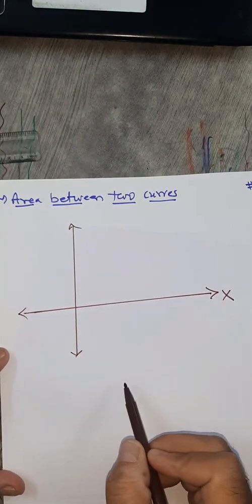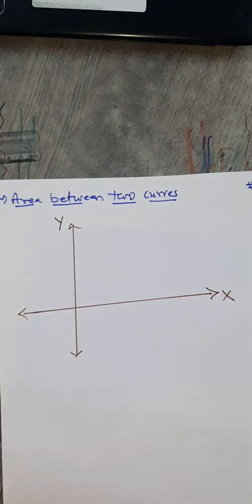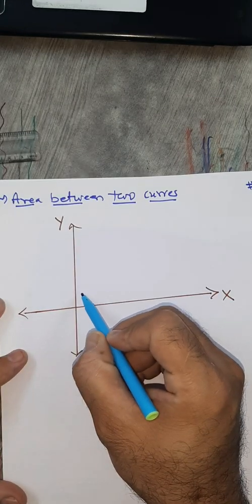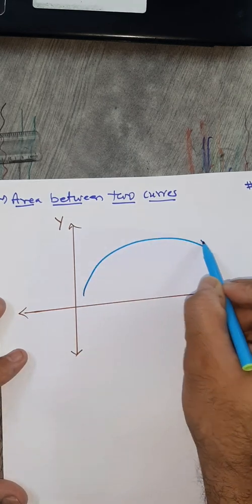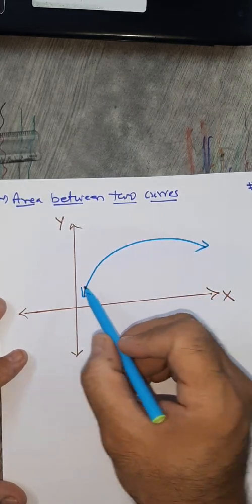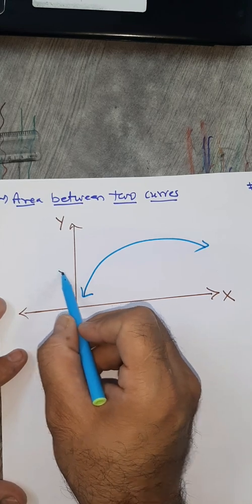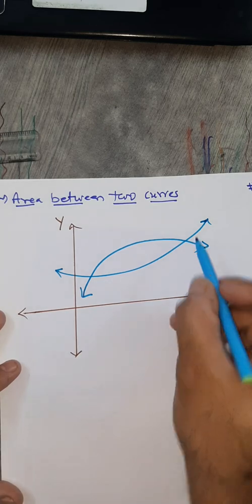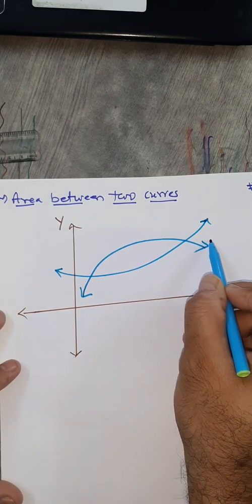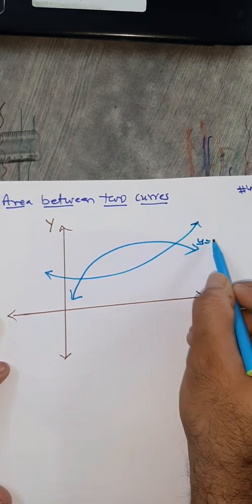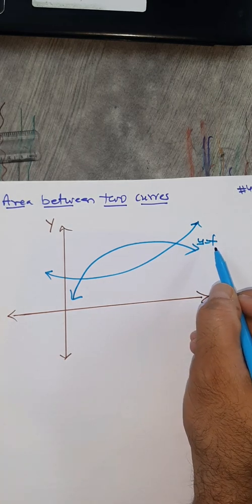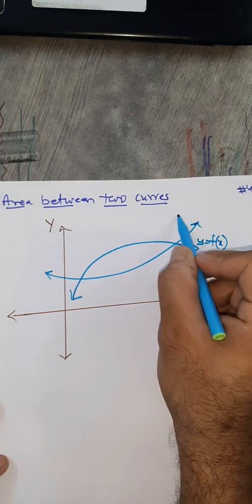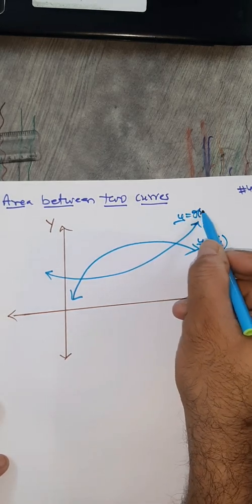Let's take this as the x-axis and this as the y-axis. Here is one function, for example, like this, and the other function is, for example, like this. Any two functions, remember. Let me call one function y equals f(x) and the other function y equals g(x).